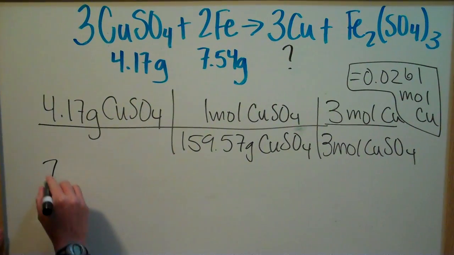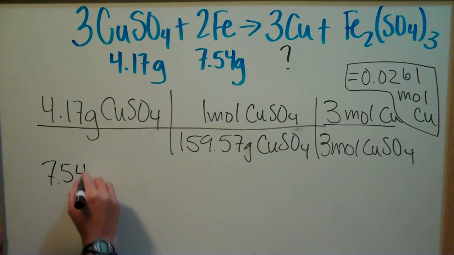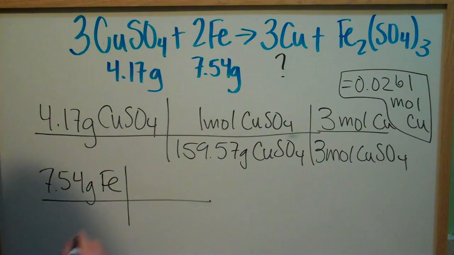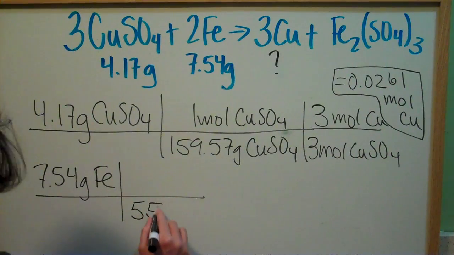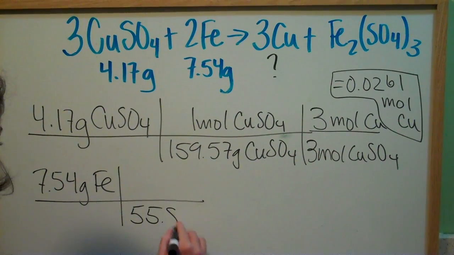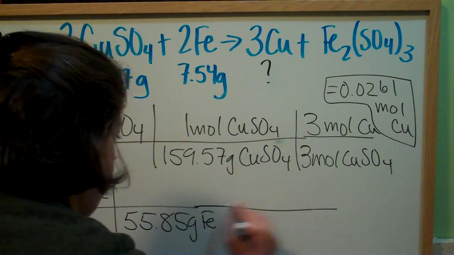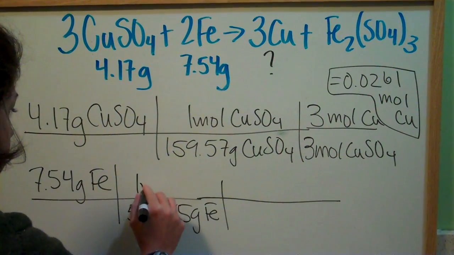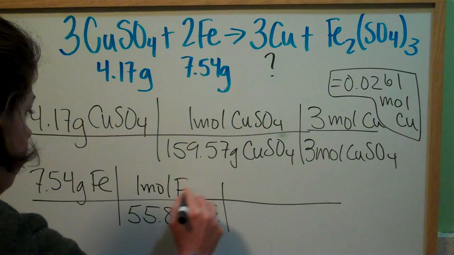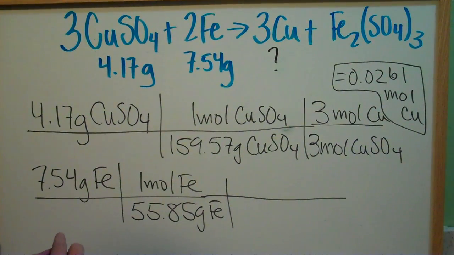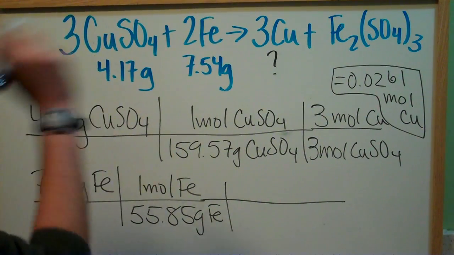So in this case, we're going to start with 7.54 grams of iron. And we're going to find the atomic mass from the periodic table. Alright, grams of iron, 1 mole of iron. And then what we're going to do, oh, hold on. No, I'm right. I'm good.